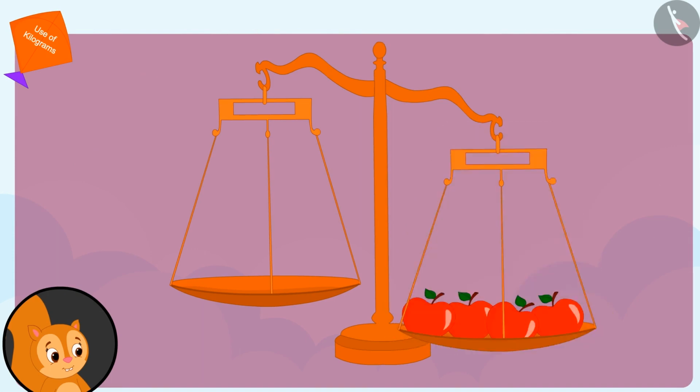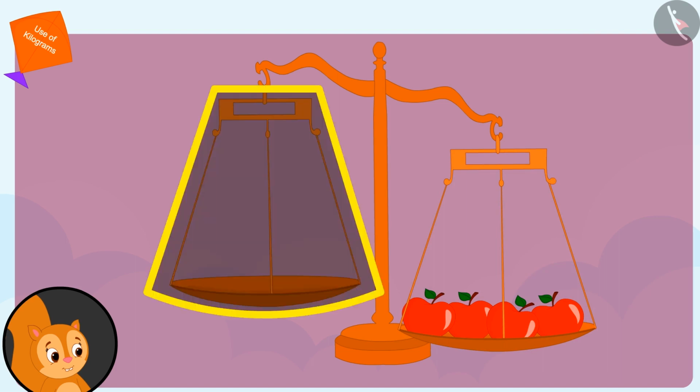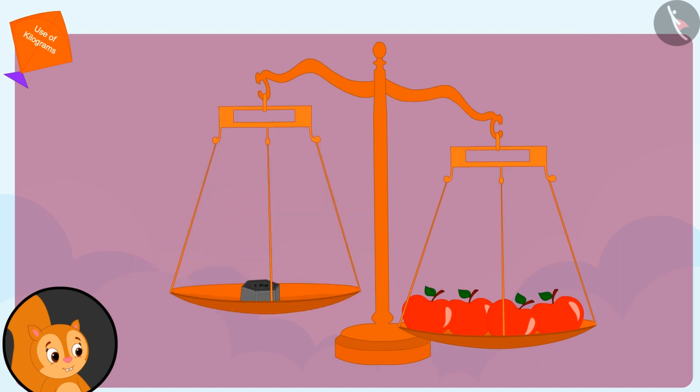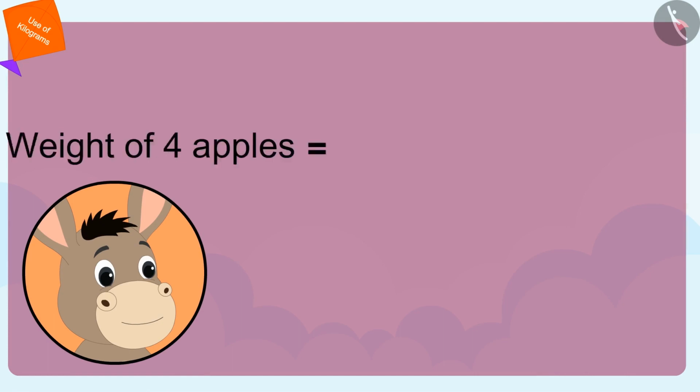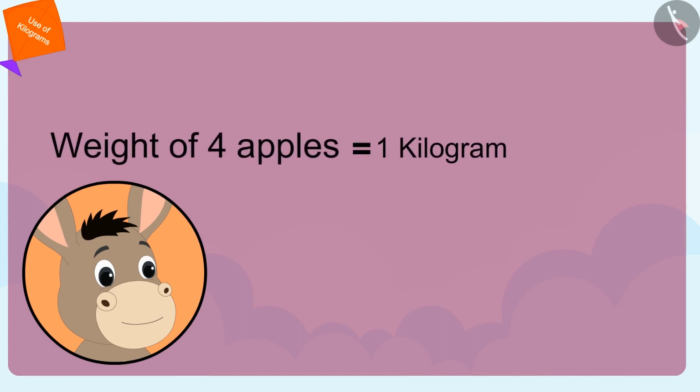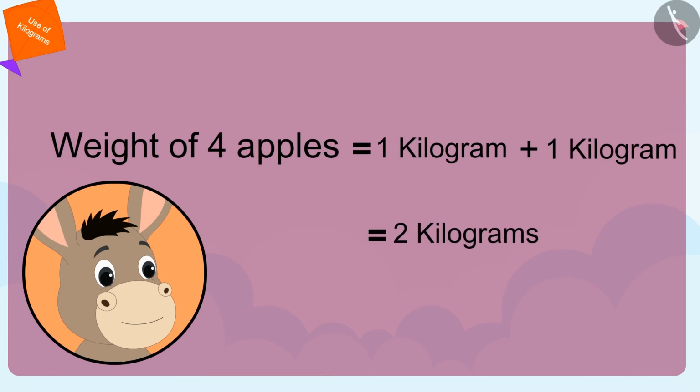He placed the apples of Chanda on one side and 1 kg weight on the other side. Even now, the apples of Chanda are heavier. Now, Bhola placed 1 kilogram more weight, and both the sides of the scales came to the same level. Bhola said that the weight of 4 apples of Chanda is equal to 1 plus 1, that is 2 kgs.